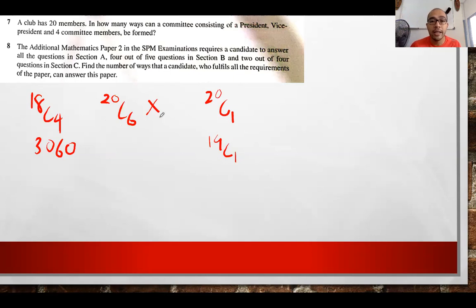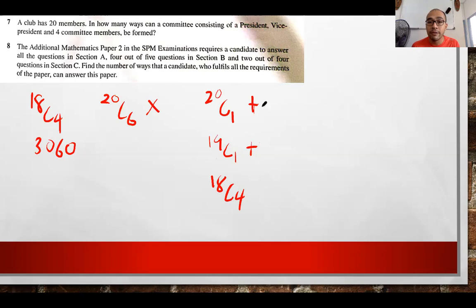And if you notice, 20C1 is not 1, it should be 20. Then 19C1, and then only, as the rest rightly put, 18C4, because after you've chosen the vice president and the president, they cannot be considered committee members. And then I noticed some of you put plus: 20C1 plus 19C1 plus 18C4.